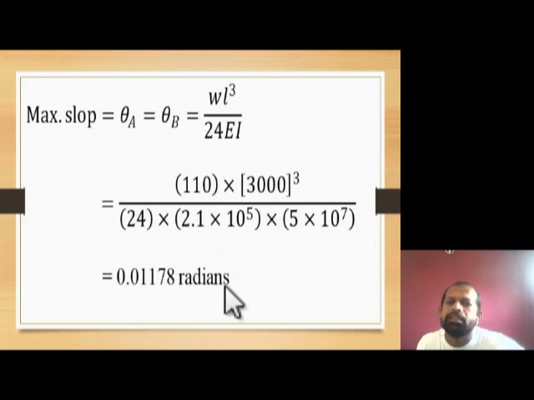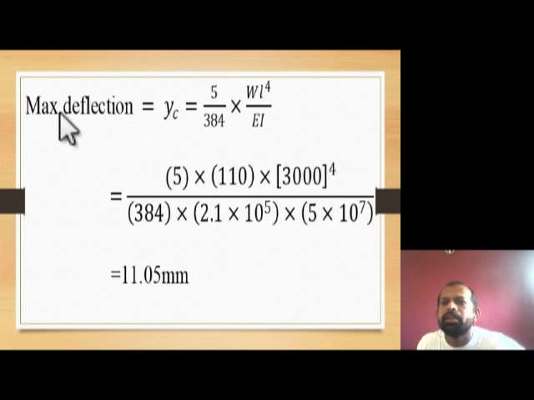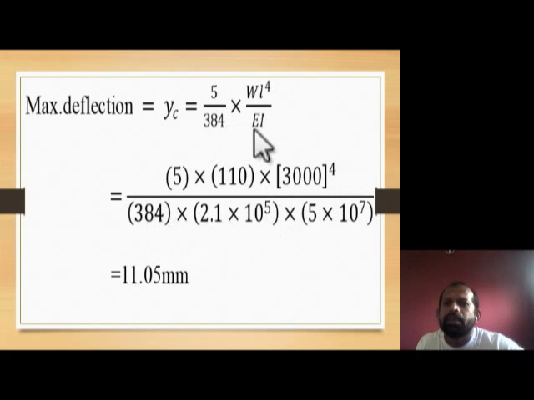The answer is 0.01178 radians. Next, the maximum deflection is found by the formula 5 divided by 384 multiplied with WL raised to 4 upon EI. Substituting the value of each term, 5 as it is, W is equal to 110, L is equal to 3000 raised to 4, divided by 384 multiplied by E, which is 2.1 into 10 raised to 5, multiplied with I, which is 5 into 10 raised to 7.